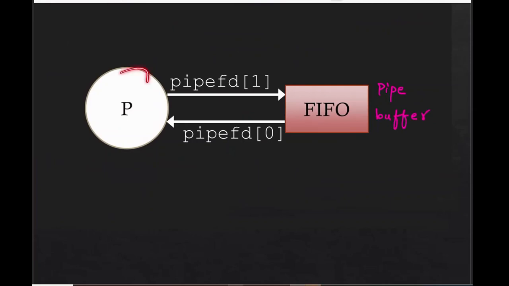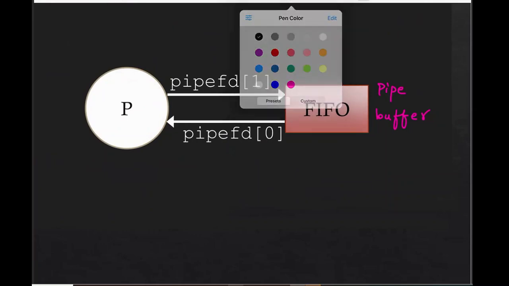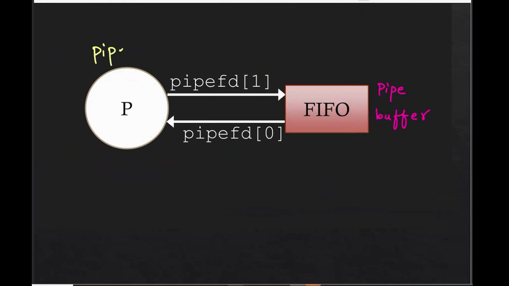There is a process P, and maybe there was a pipe system call that occurred in process P, and the moment that pipe system call happened, it returned two file descriptors: pipe fd0, pipe fd1. This was used to read from the pipe buffer, and this was used to write to the pipe buffer.